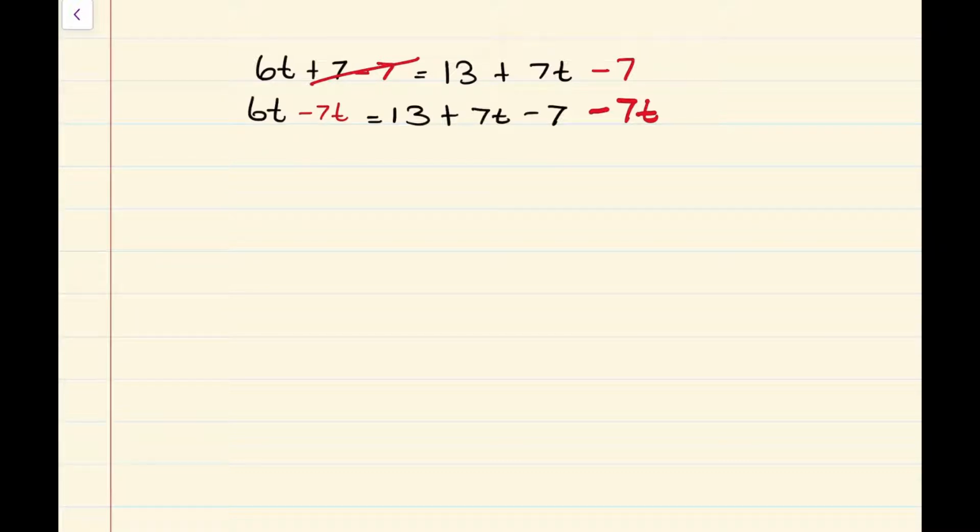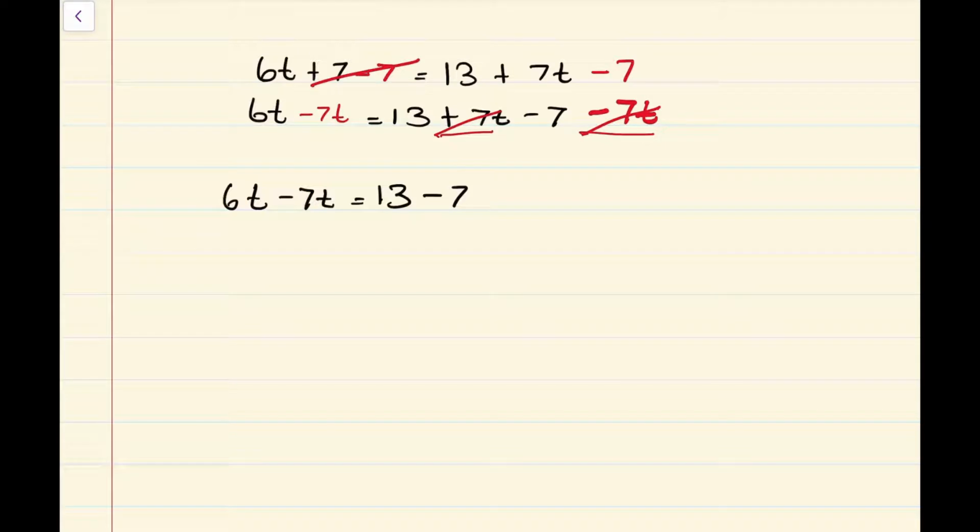And let's just solve for the resulting equation. Plus 7t minus 7t will cancel out. So then we would be left with 6t minus 7t is equal to 13 minus 7. Okay, so now let's continue the question. Let's just solve. So right now we have 6t minus 7t is equal to 13 minus 7.